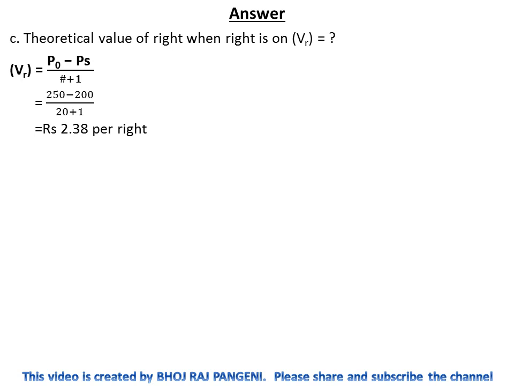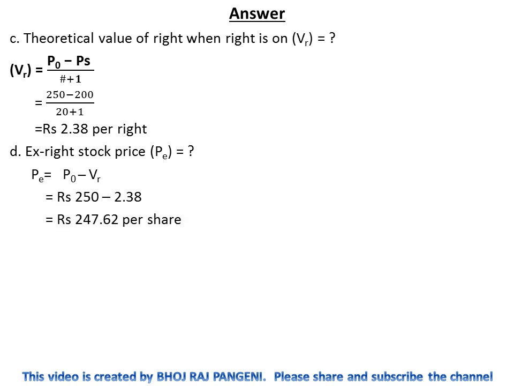Be careful about this unit. Now part D, ex-right stock price PE equals P0 minus VR. P0 is 250 and VR we calculated as 2.38 in part C. Now we get rupees 247.62 per share. This is the stock price, so you have to write rupees per share.